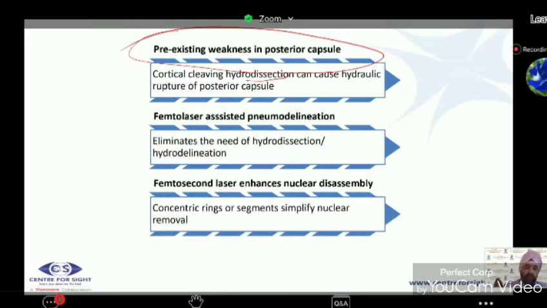Now, the femtolaser assisted surgery gives you a very good pneumodelineation, and it could eliminate the need of hydrodissection or hydrodelineation. Also, the advantage of a femtolaser is that it enhances nuclear disassembly, and you can even make concentric rings or segments that could simplify the nuclear removal.